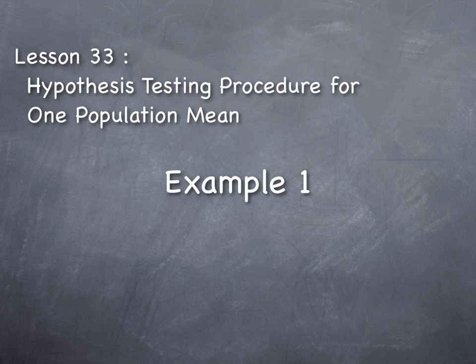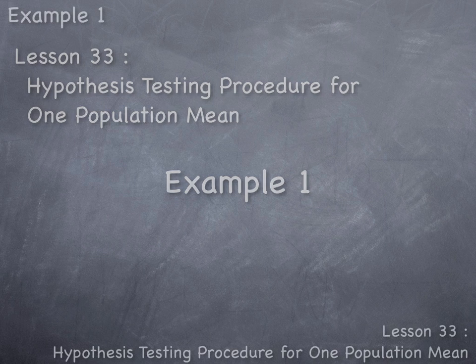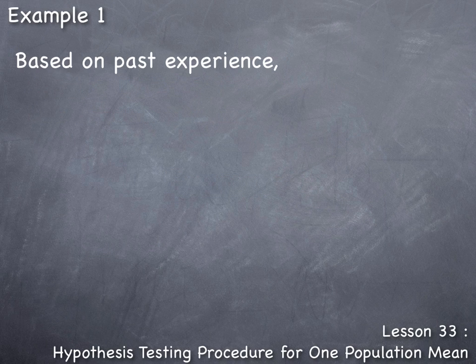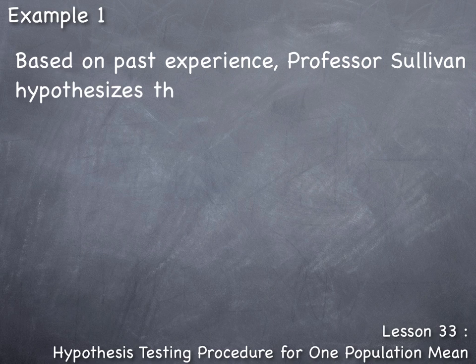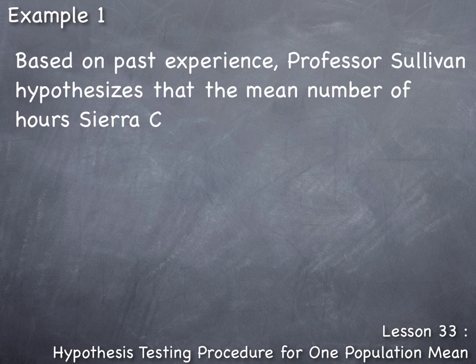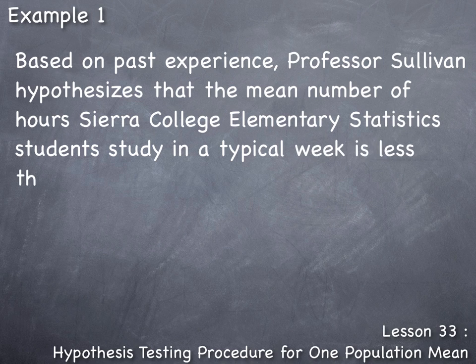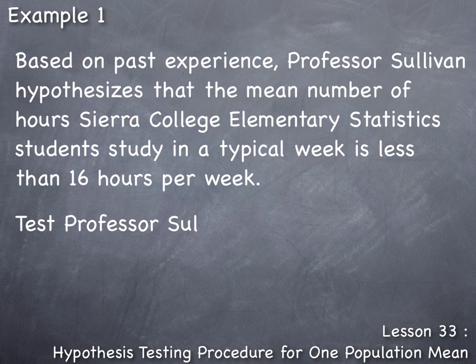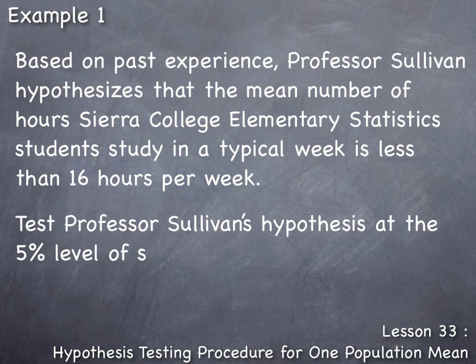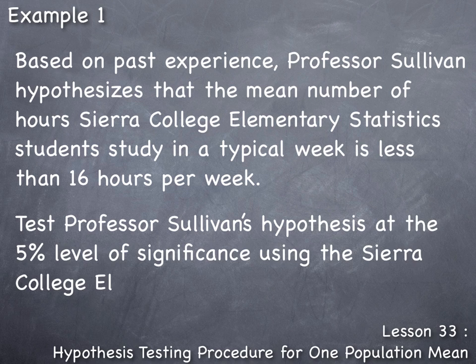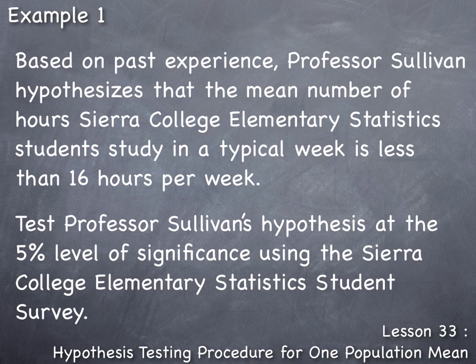Lesson 33, Hypothesis Testing Procedure for One Population Mean. Example 1. Based on past experience, Professor Sullivan hypothesizes that the mean number of hours Sierra College elementary statistics students study in a typical week is less than 16 hours per week. Test Professor Sullivan's hypothesis at the 5% level of significance using the Sierra College Elementary Statistics Student Survey.